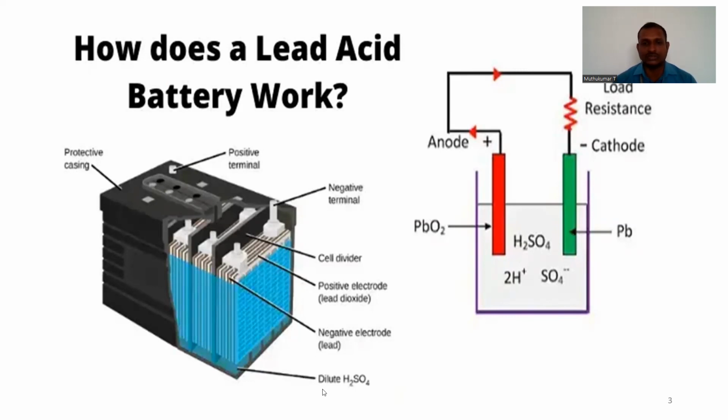Also, the dilute solution, that is diluted sulfuric acid, H2SO4, acts as the electrolyte. The battery consists of three important components: one is the anode, that is the positive electrode; another one is the negative electrode, that is the cathode; and one of the important ones is the electrolyte. In this lead acid battery, sulfuric acid is used as the electrolyte material.